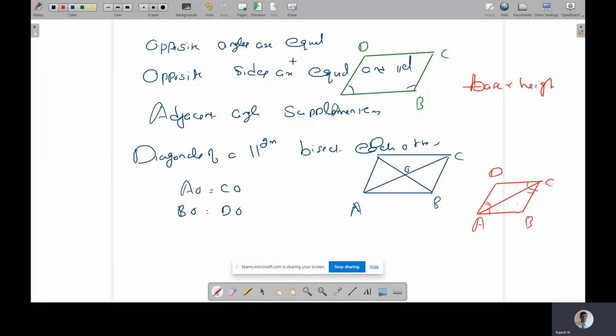That is a property of a parallelogram. So in a parallelogram, opposite angles are equal, opposite sides are equal and parallel. Next, adjacent angles are supplementary. Diagonals of a parallelogram bisect each other, that means AO is equal to CO, BO is equal to DO. And a diagonal divides the parallelogram into two congruent triangles.